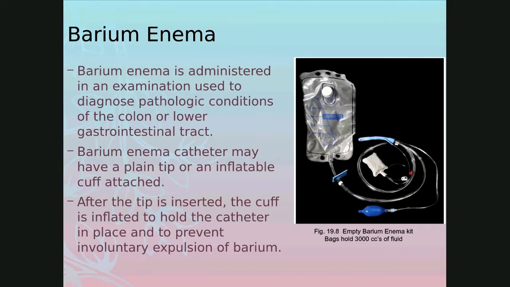Barium enemas are given to patients to diagnose pathologies, polyps, diverticulum, to name a few, to rule out colon cancer, an obstruction, an adhesion, things like that. So we use a barium enema exam in order to diagnose those conditions or those pathologies. The barium enema catheter can have a plain tip or an inflatable cuff, which is a retention tip, and we'll look at those in just a few minutes. I'll point out the difference between the two.